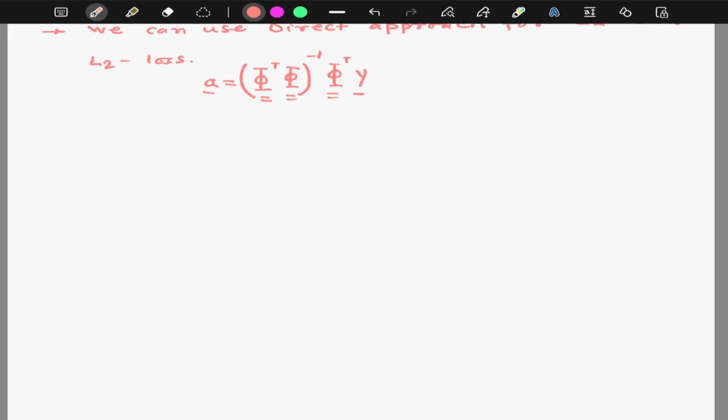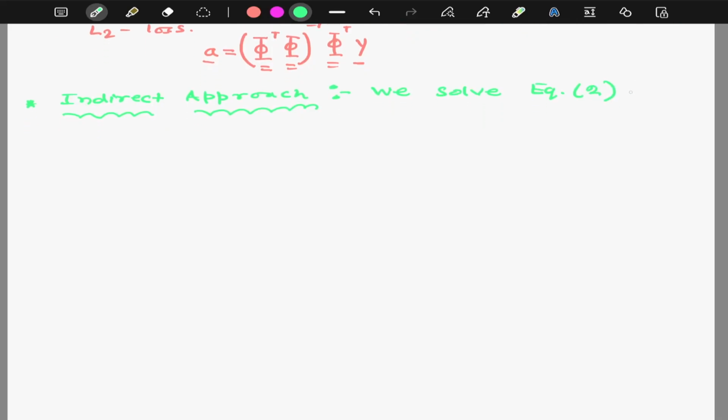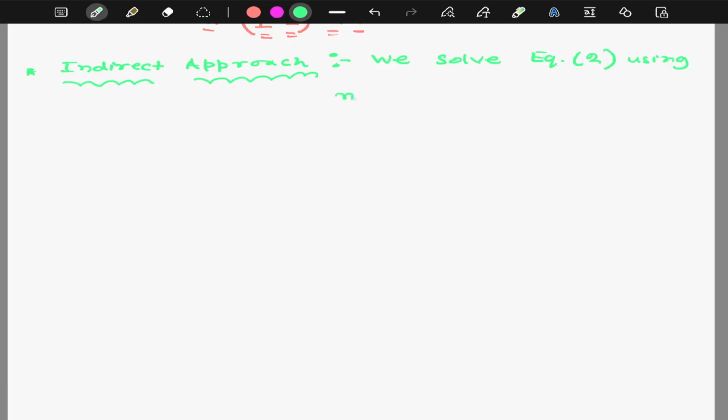The other option is the indirect approach. And as I said, in this case, we solve equation 2 using numerical optimization.